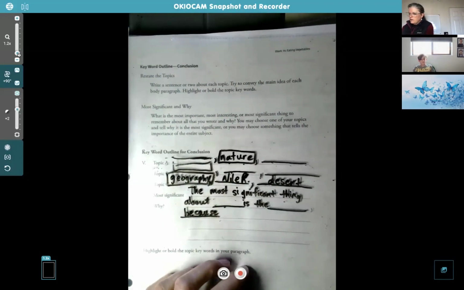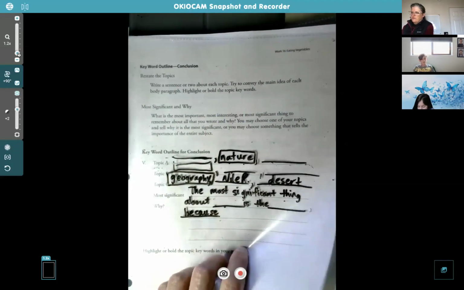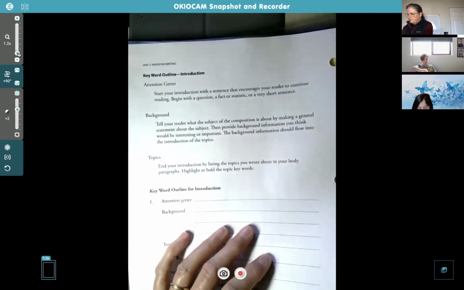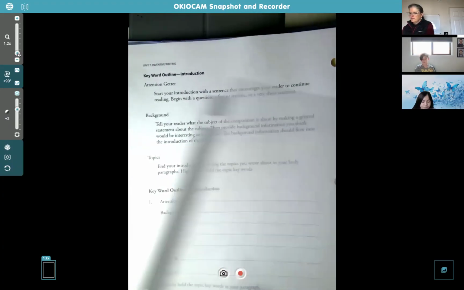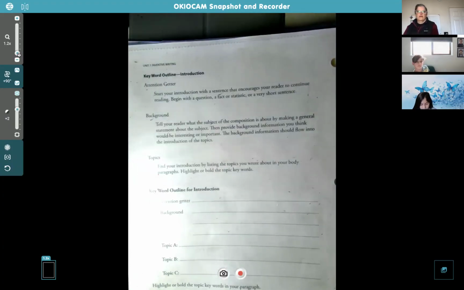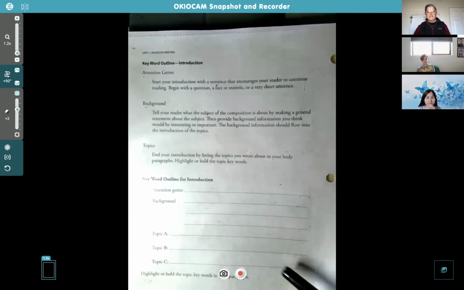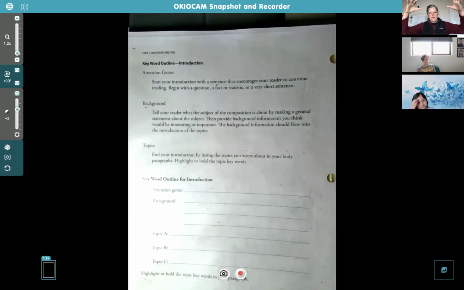All right, now let's turn it over to the back side of this page, because now we're going to talk about the introduction. Like I said earlier, the introduction is actually the very first sentence or first paragraph of your report. So we're doing it a little bit backwards. You're writing your first paragraph last, even though it's going to go first in your report.